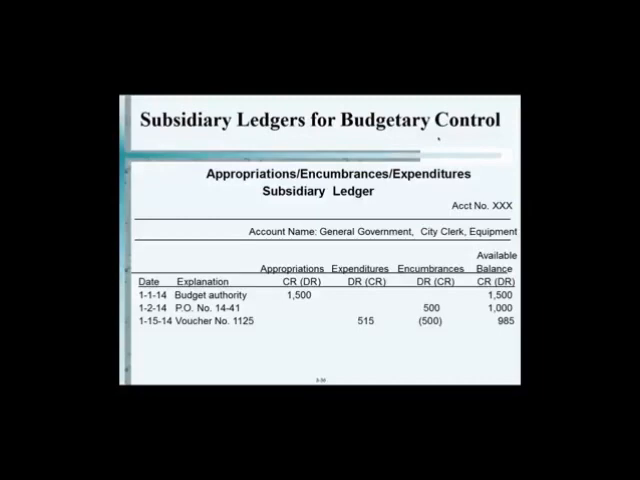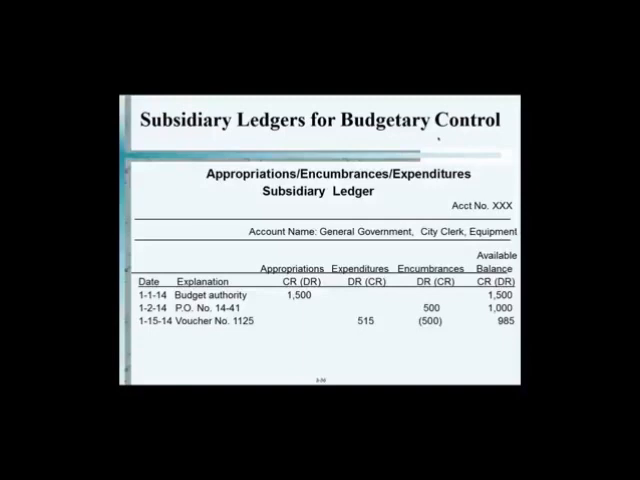Okay, so for this account, they had $1,500 that they could spend. Notice what happens as soon as they issue a purchase order and make the encumbrance entry. It goes down to what? $1,000, right? Notice the next entry. That encumbrance is reversed, expenditure is shown, and what do we have left? $985. Does it make sense?